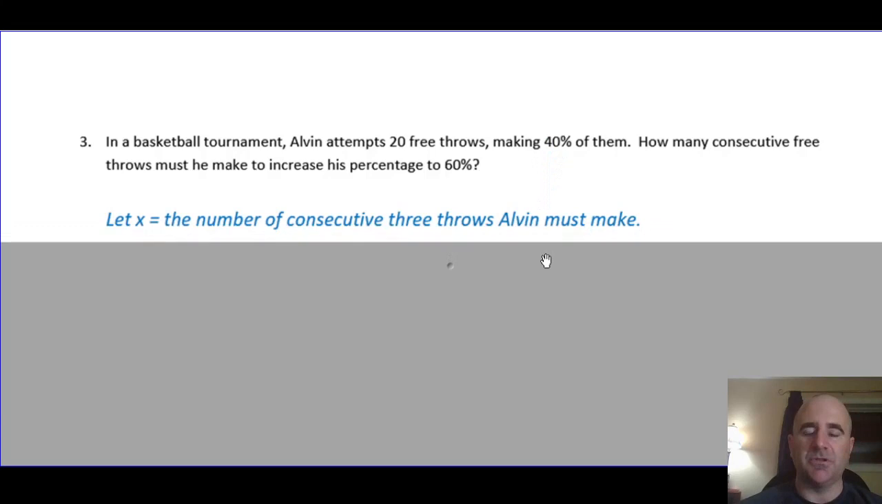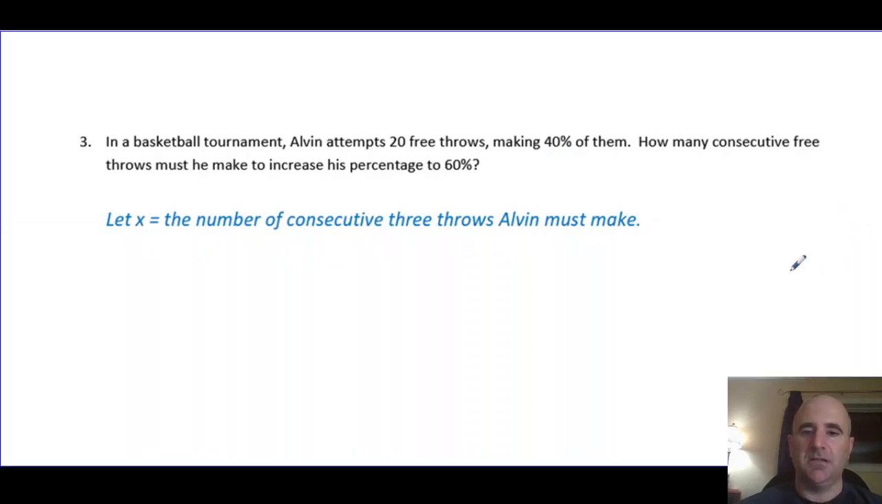Okay, the first thing I would do here is introduce a variable. Let x be the number of consecutive free throws. Hard to say. Free throws. Say that 5 times fast. Let x be the number of consecutive free throws Alvin must make. And then, of course, x will be our answer to this question.